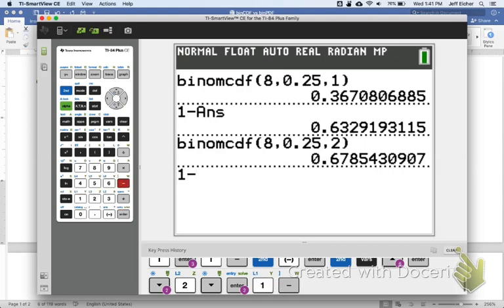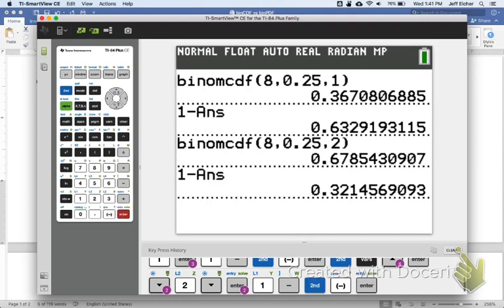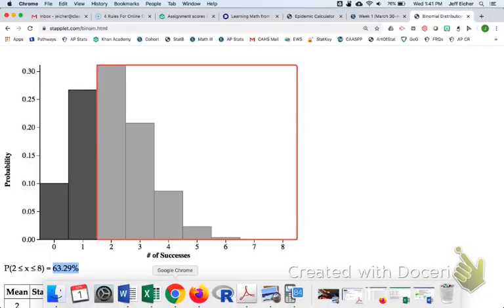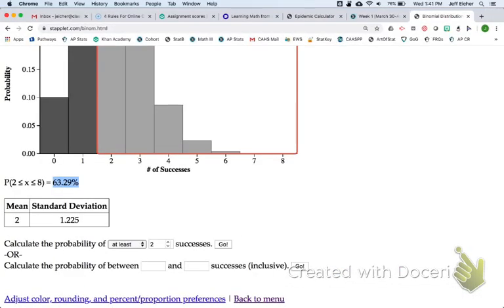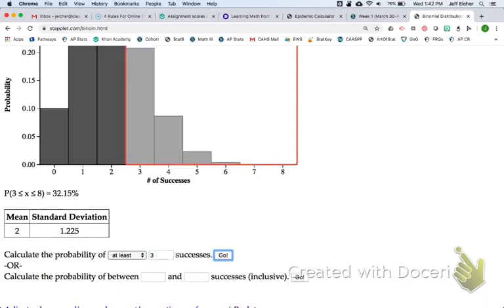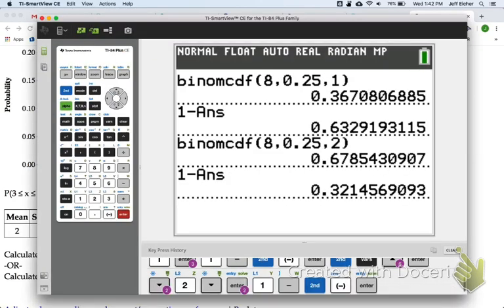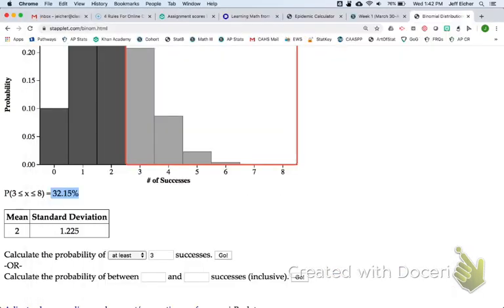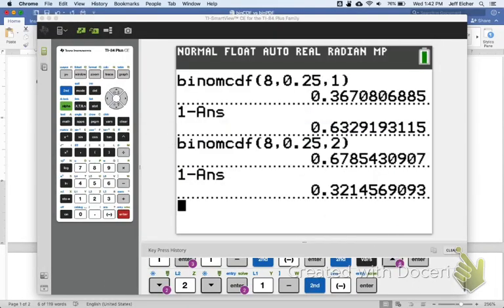So to get the answer we're looking for, 0.321 is the probability that at least 3 out of 8 have showered on a randomly selected day. Just to verify with Statlet, at least 3 out of 8, go. And there's our answer, 32% that we had from the calculator, 32%. All right, let's look at another example.